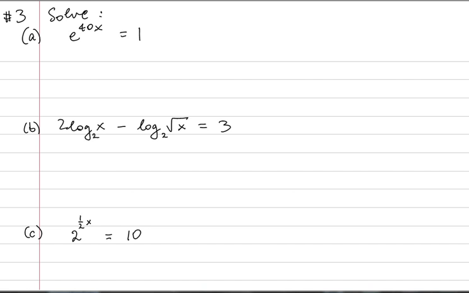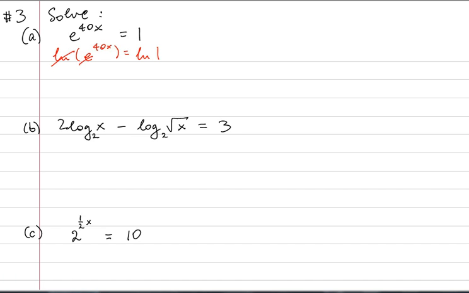Let's solve some exponential equations and logarithmic equations. Part A is an exponential equation, so what we want to do is apply ln to both sides. ln e to the 40x equals ln of 1.